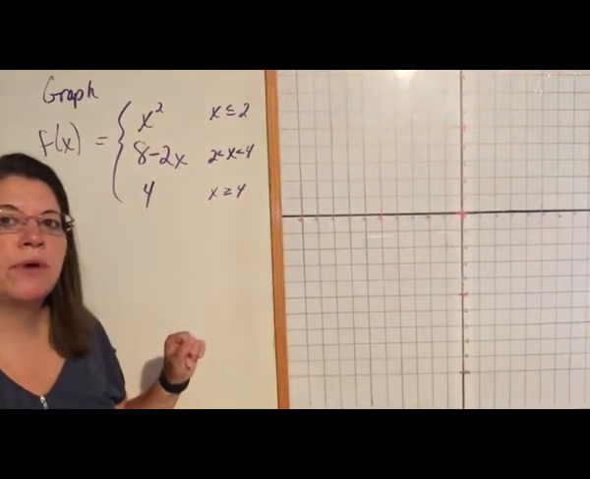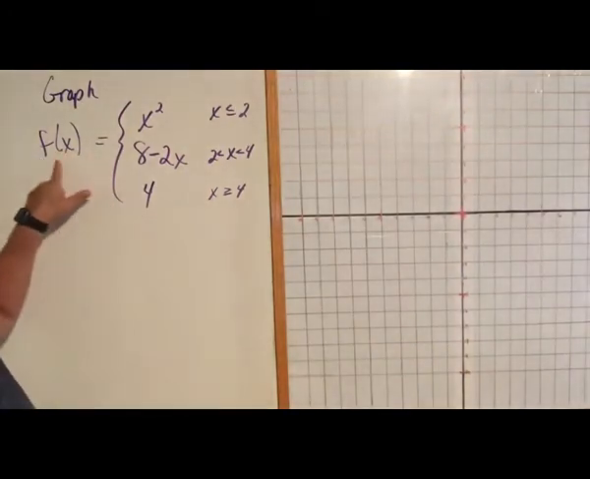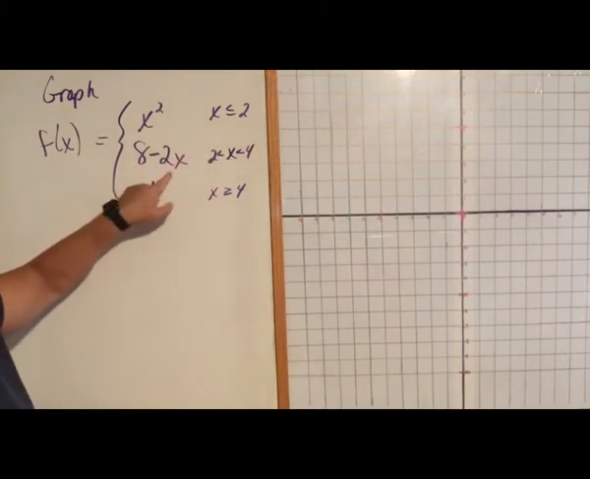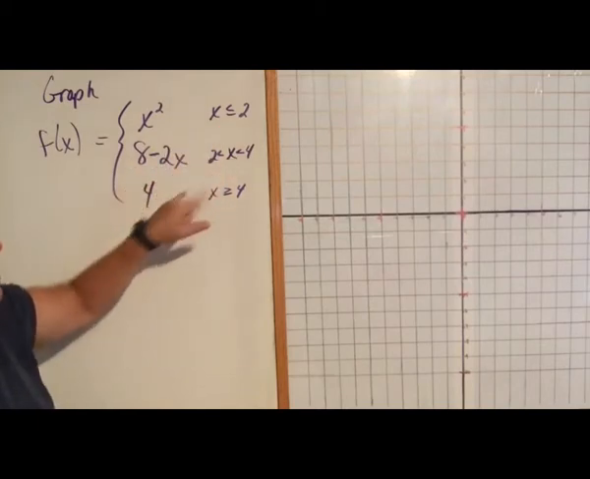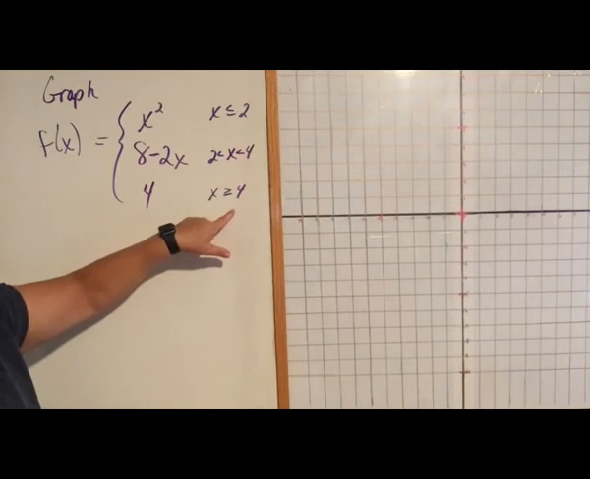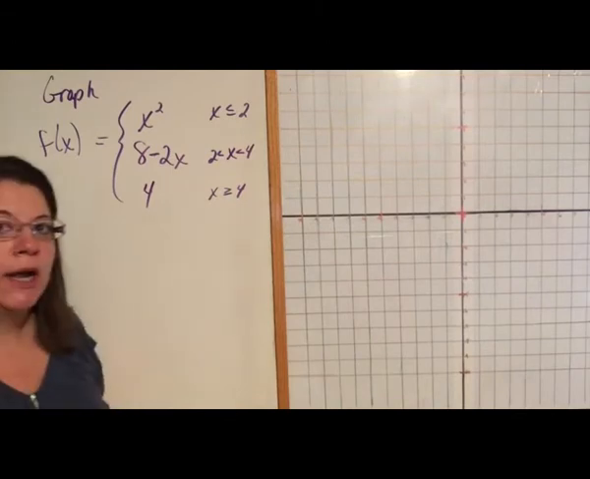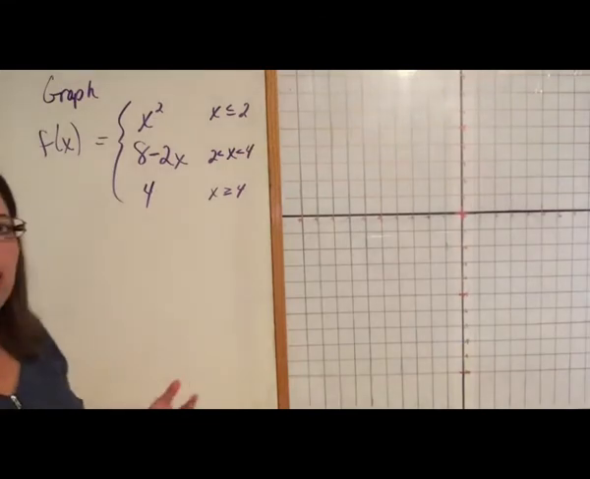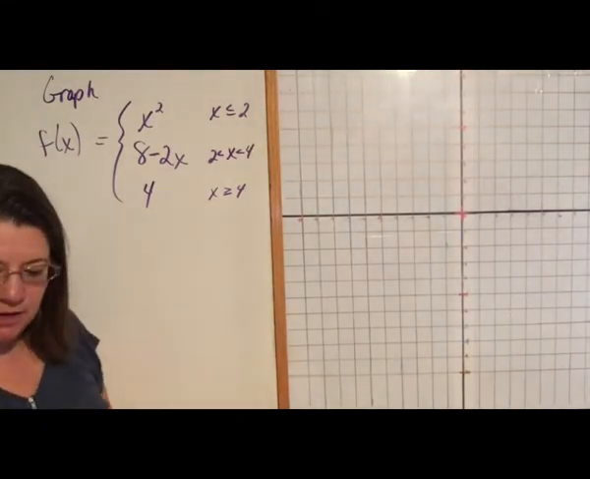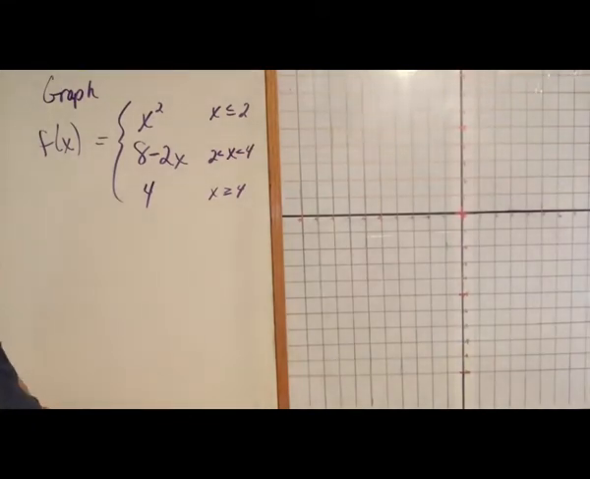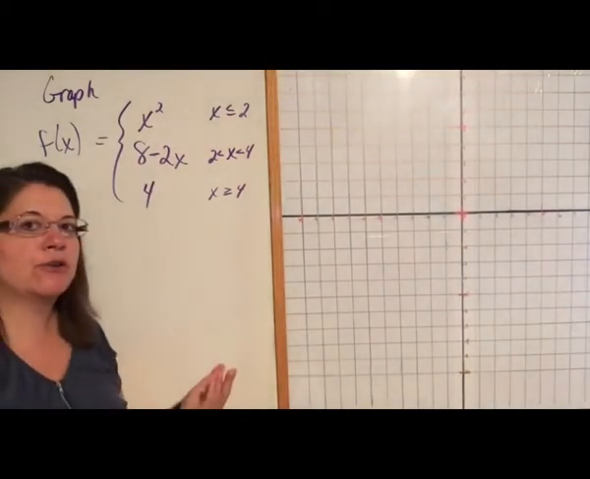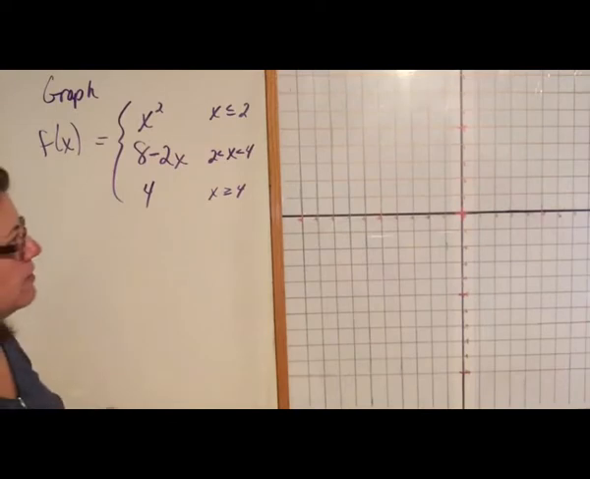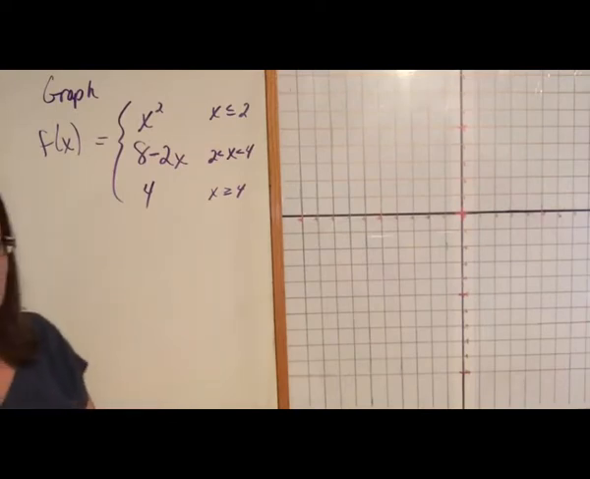In this example, I'm giving you a piecewise function, f of x equals x squared when x is less than or equal to 2, 8 minus 2x when x is between 2 and 4, and x equals 4 when x is greater than or equal to 4. And we're going to graph this piecewise function and then talk about some different limits of that piecewise function. So you need to understand how to graph these, and so that's the purpose of doing this problem, is to make sure you understand how to graph them.